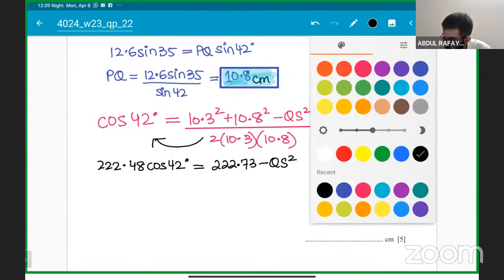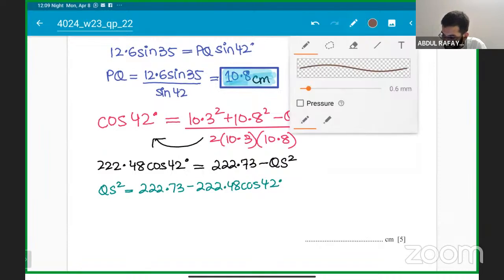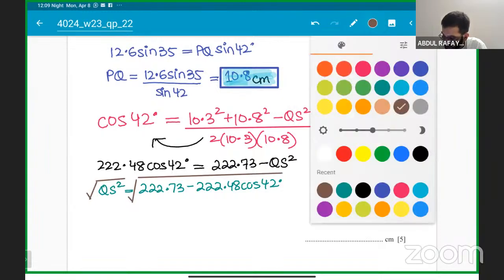And now the shifting will begin. And you can say that QS square is equal to 222.73. Make sure you don't use the calculator yet. Try to first assemble everything and then get the final value. Now try to do furthermore by saying that you'll cancel out here only and you will put the square root on this. So eventually, students, here we go.